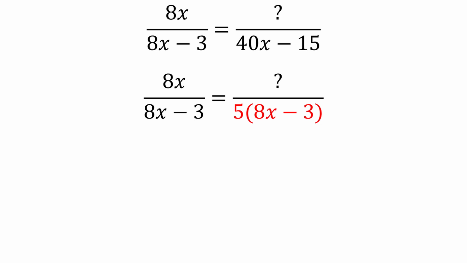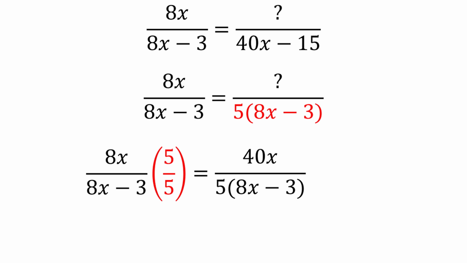So we must multiply the first fraction by 5 over 5 to give us 40x divided by 5 times 8x minus 3. The missing value must be 40x.